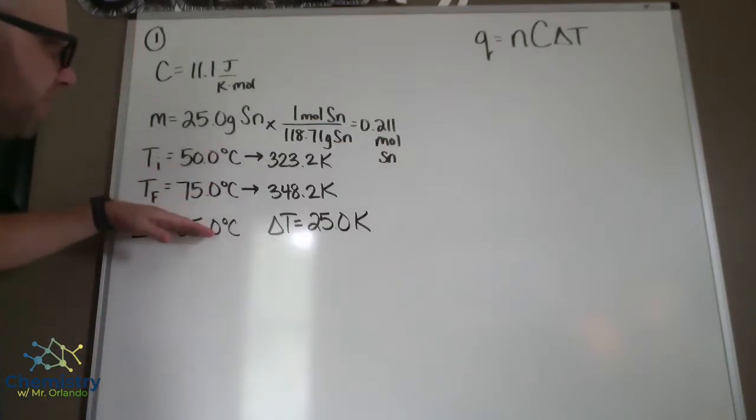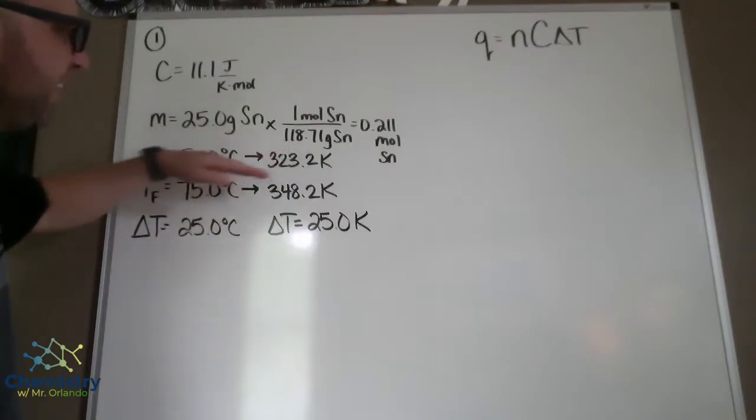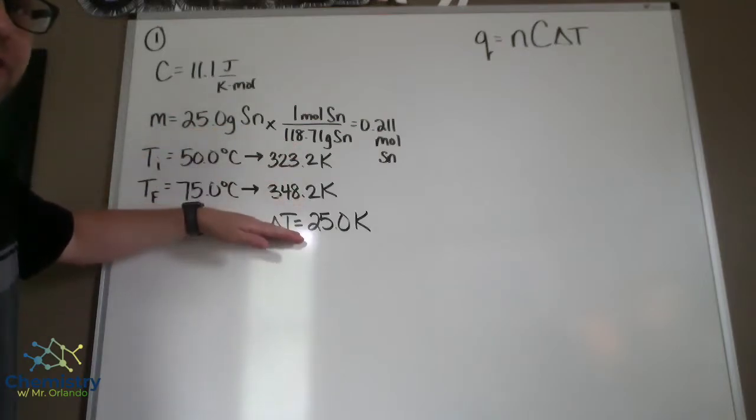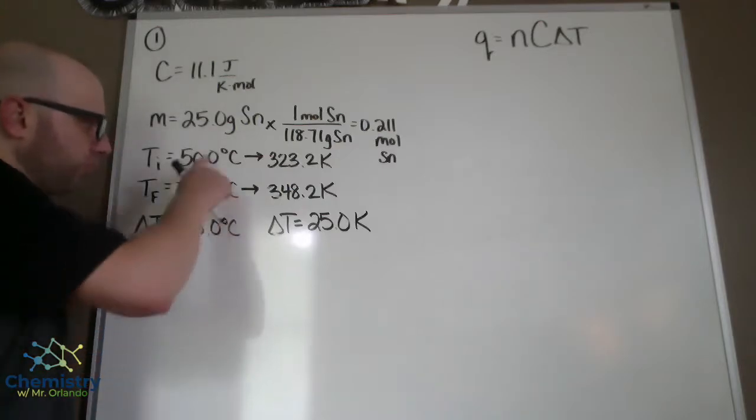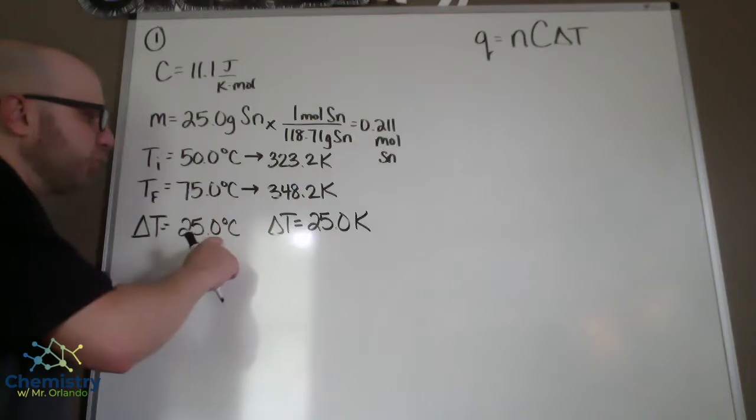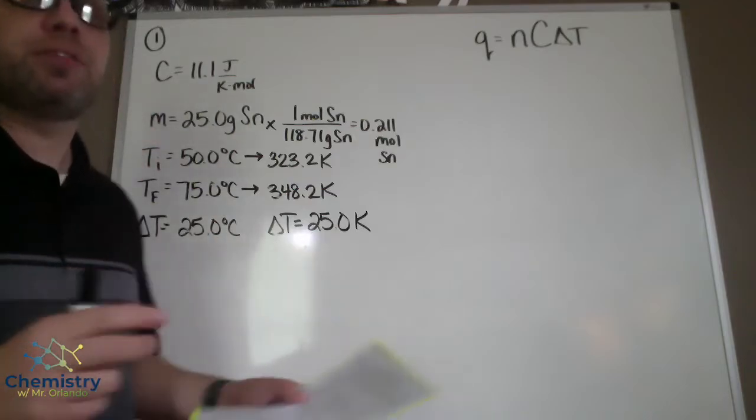This changes by 25 degrees Celsius. If you convert these each to Kelvin, this changes by 25 Kelvin. The one thing that you couldn't do was subtract to find the change in Celsius and then convert that number into Kelvin, because that's no longer a change.